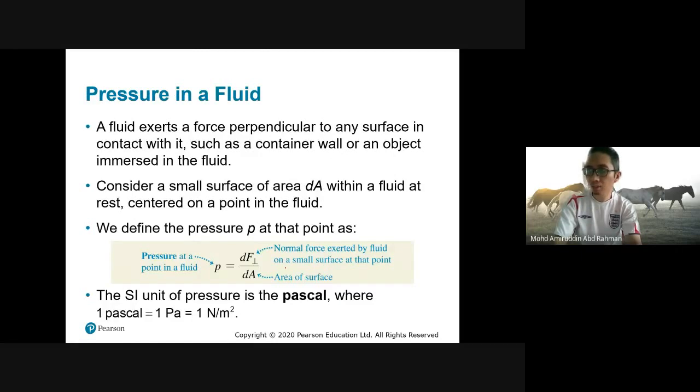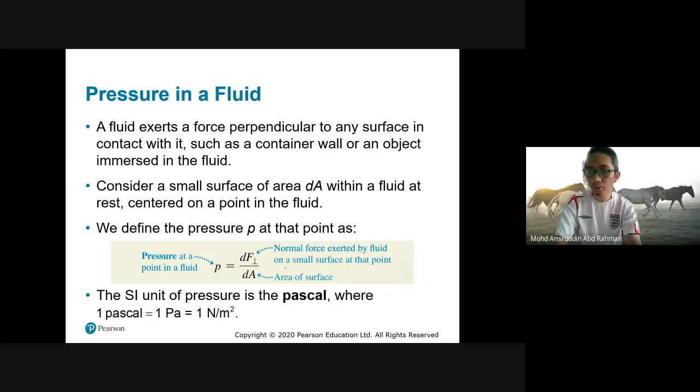Okay, let's look into the meaning of pressure, pressure in a liquid. The pressure at a point in a liquid is defined as P equals dF over dA. So we have the force and also the certain area. So that's the pressure at a point in a fluid.